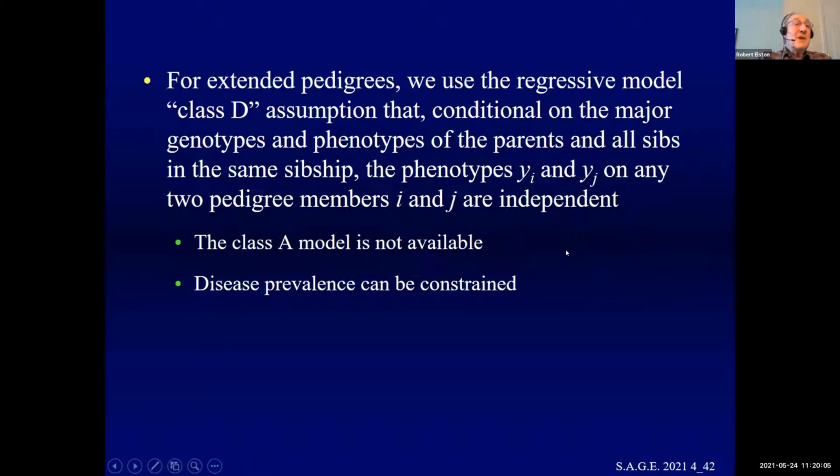The class A model is not available. We used to have it available, and the reason it's not available is that it has lots of problems. I didn't realize until I looked into it that under some circumstances you have to have a negative mother-father correlation, which didn't make sense. But the disease prevalence can be constrained, and we'll talk about that later.